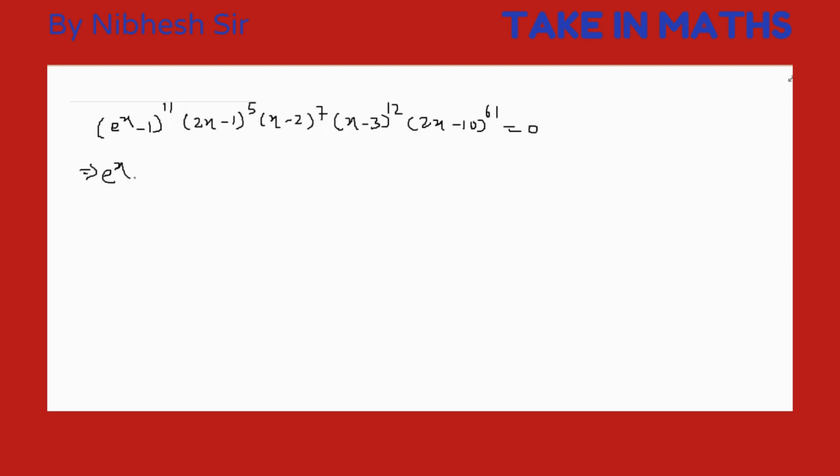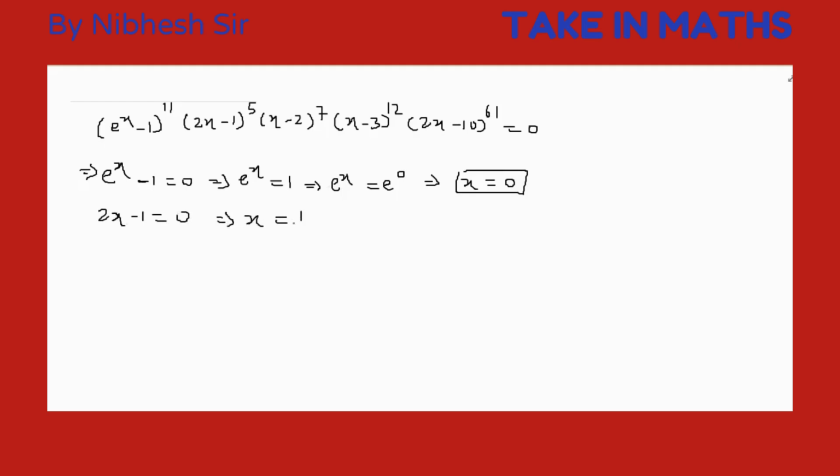So e^x - 1, when we equate this to 0, we get e^x equal to 1, and we can write this e^x equal to e^0. So the stationary value of x is 0 here, one of the stationary values is x equal to 0. The other factor is 2x - 1 equal to 0. So from here we get x equal to 1 by 2. So I write here x equal to 1 by 2.